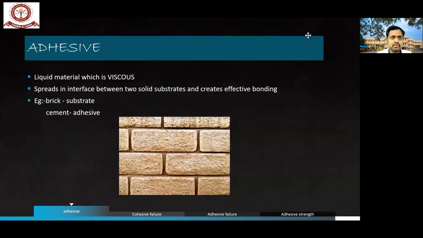So what is an adhesive then? It is the liquid component. It is a liquid material which is viscous. It spreads in the interface between two solid substrates and creates effective bonding. So the brick is a substrate whereas cement is an adhesive. The liquid component, the adhesive, is nothing but the cement, if brick and cement is the example.